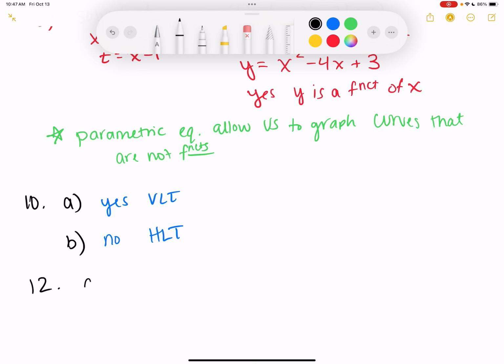And then same thing for 12. So 12 looks like a sideways parabola. Does this pass the vertical line test? Is it a function? No. And how about the horizontal line test? Is the inverse a function? Yes.